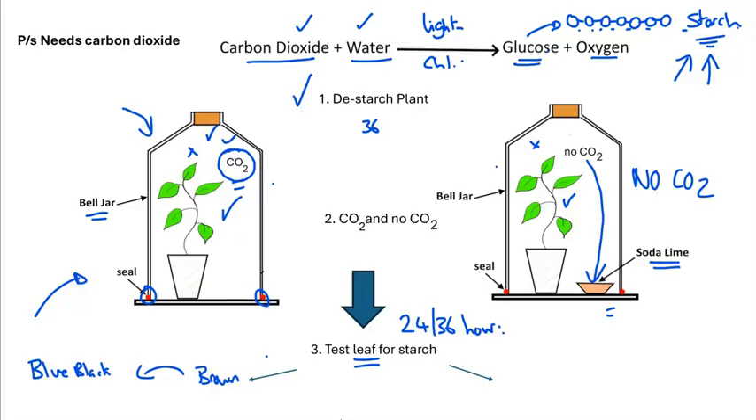The control on the other side will have removed the carbon dioxide, and so even in 24 to 36 hours, with no carbon dioxide, no glucose is made, no starch is made. And so when we test this leaf for starch, we find that the brown iodine solution stays brown because there is no starch present.